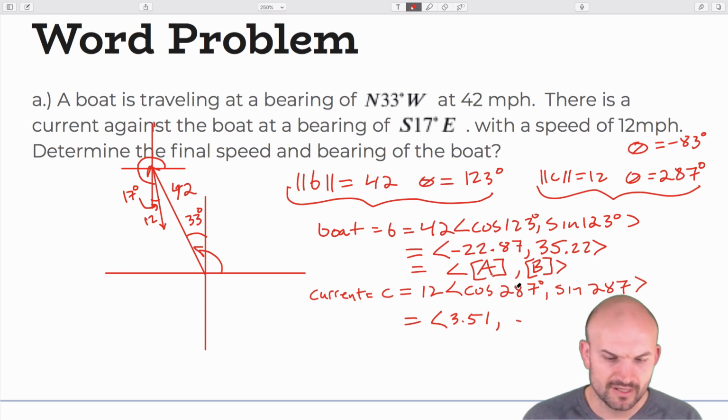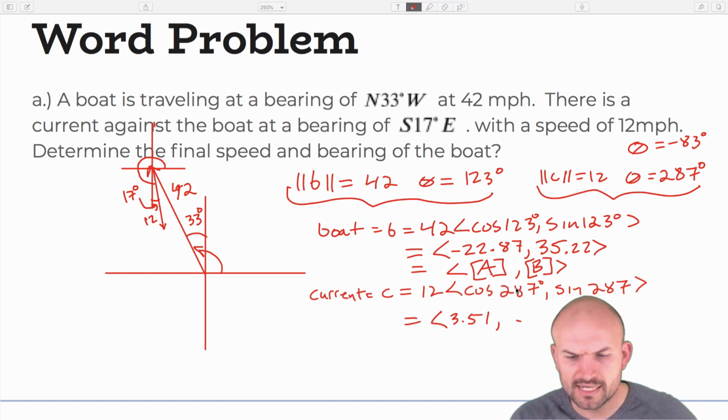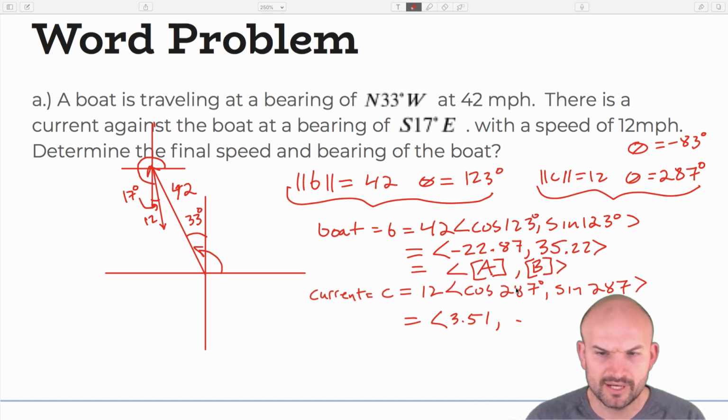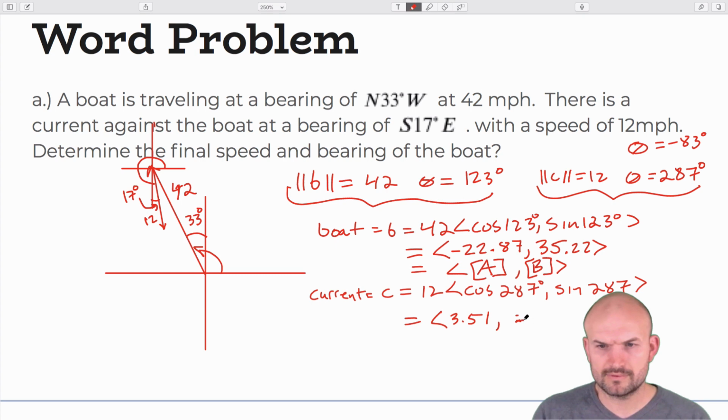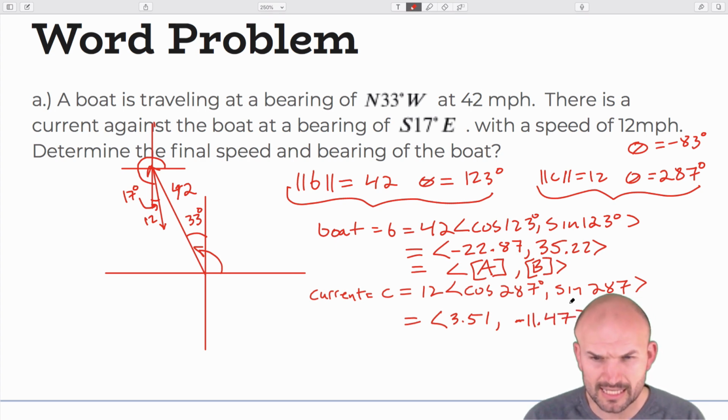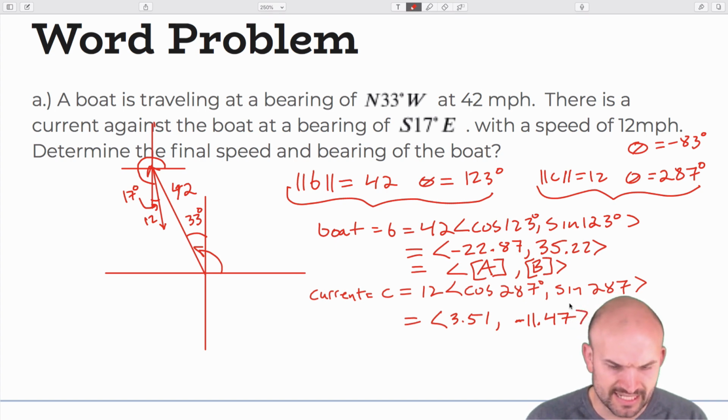And then we have 12 times the sine of 287, which should be a negative number, which it is. And that is going to be, let's see, negative 11.47. So just let me get that out. So that'd be negative 11.47. Okay. All right, and then I'm going to store that as alpha D.